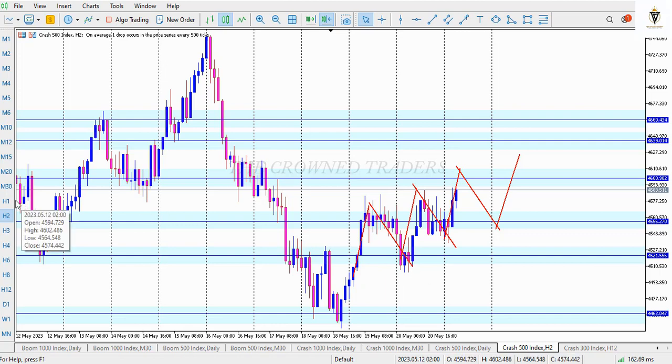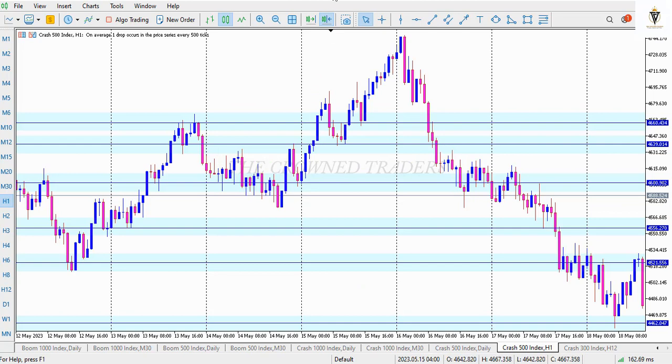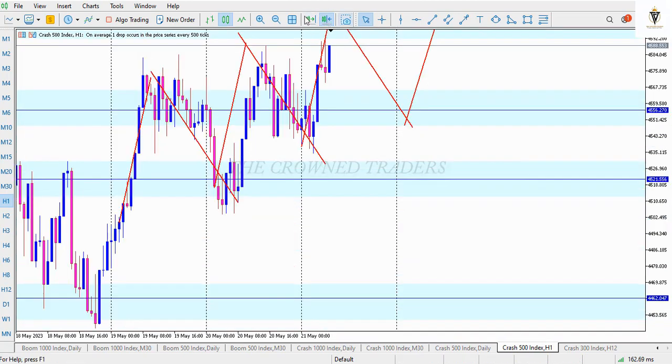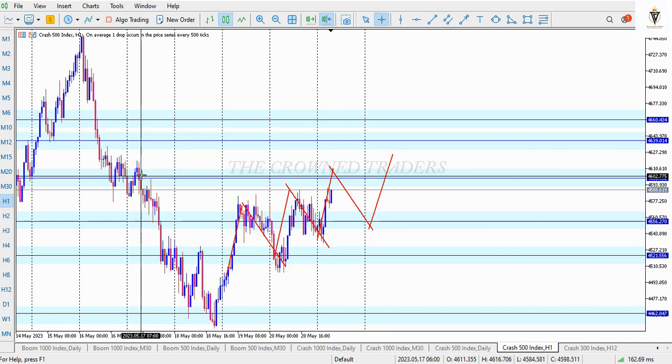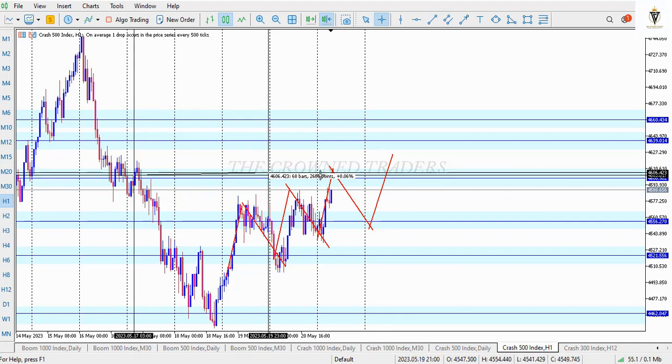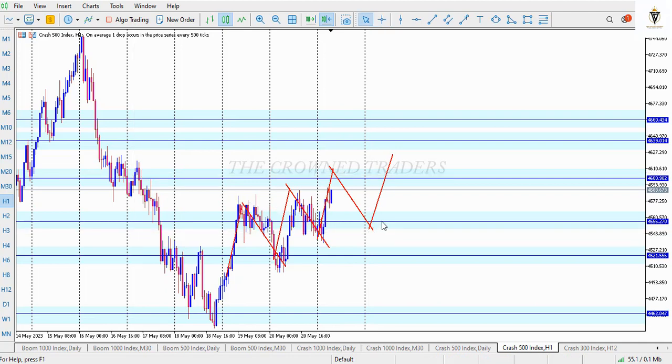Now you can keep going to the lower time frame. Are you seeing that? On this supply level here, I'm looking that price will sell from there to this point. Are you seeing? You just combine structures and demand and supply to trade Crash and Boom, and that's how you become profitable in doing so.